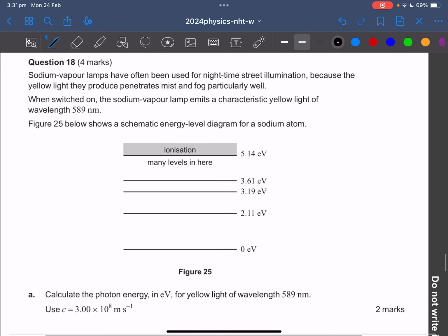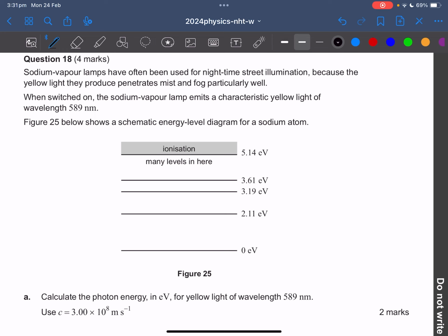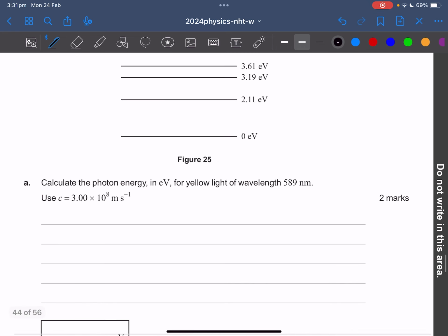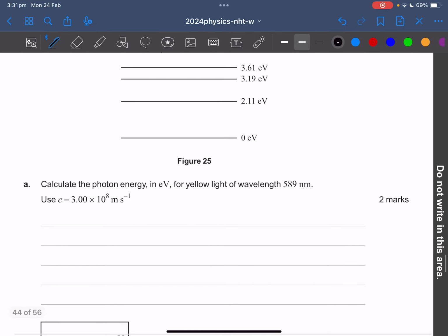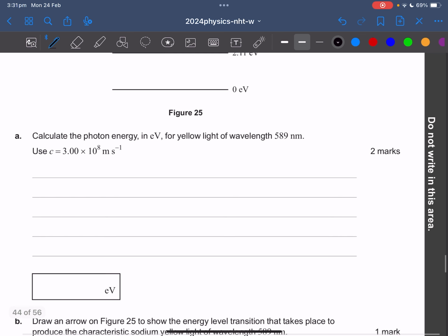Alright, sodium vapor lamps have often been used for nighttime street illumination because the yellow light they produce penetrates mist and fog particularly well. When switched on, the sodium vapor lamp emits a characteristic yellow light of wavelength 589 nanometers. Calculate the photon energy in eV for yellow light of wavelength 589 nanometers. Did I say Newton meter here? Nanometer, I mean.